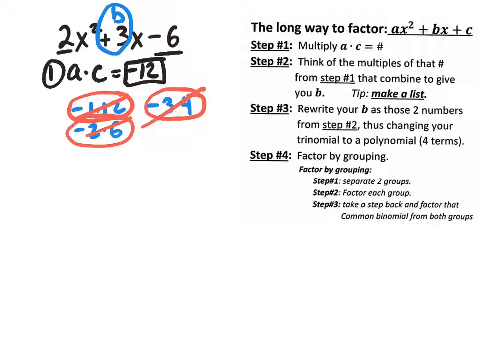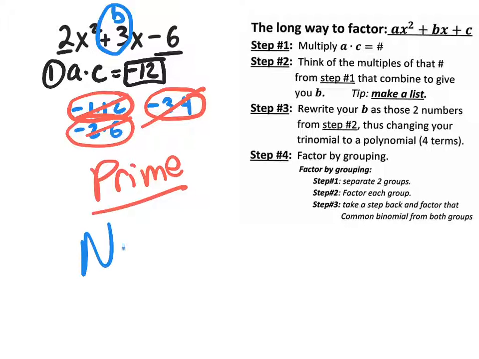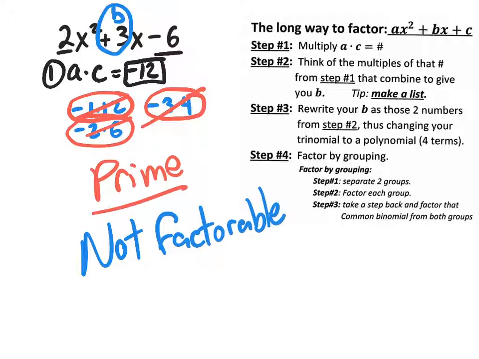What do we do here? We say not factorable. Or we could use the word prime. Some books use prime. I like not factorable. Whatever you want is fine. Not factorable just means that you're not able to factor. And that's it. Hopefully this video gives you a better understanding of how to use the long method of factoring. And also, the intention of this video is for you to recognize that you should always try to pull out the GCF first, because it might make it a lot easier for you. You don't have to use the long method, you could use a shortcut.